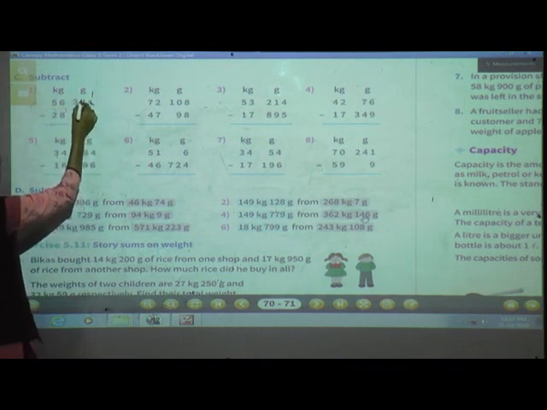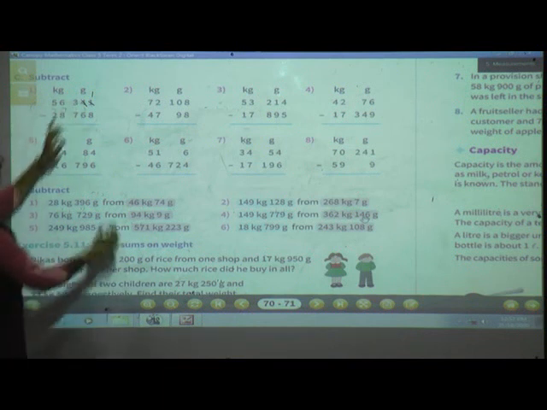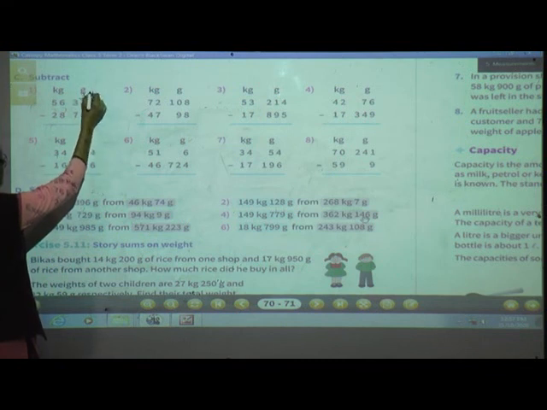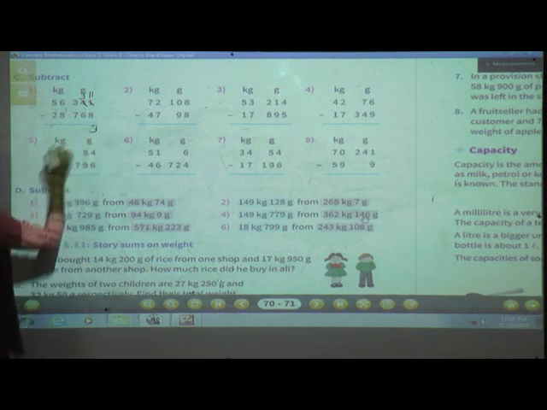Then we'll move to the neighbor. Here neighbor is having 4. So we'll take one borrow from this neighbor. So here 4 minus 1, 3 will remain and this 1 will become 11. Now 11 minus 8. After 8 you have to count your fingers till 11. 9, 10, 11. So 11 minus 8, 3. So we'll write here 3.